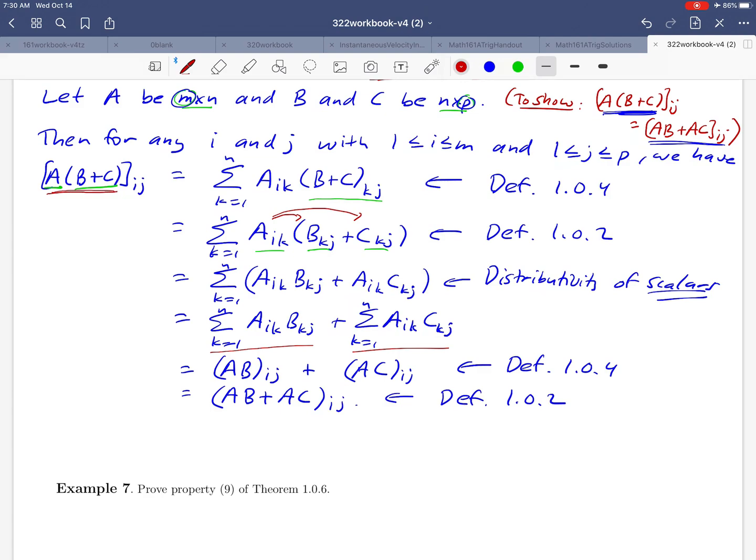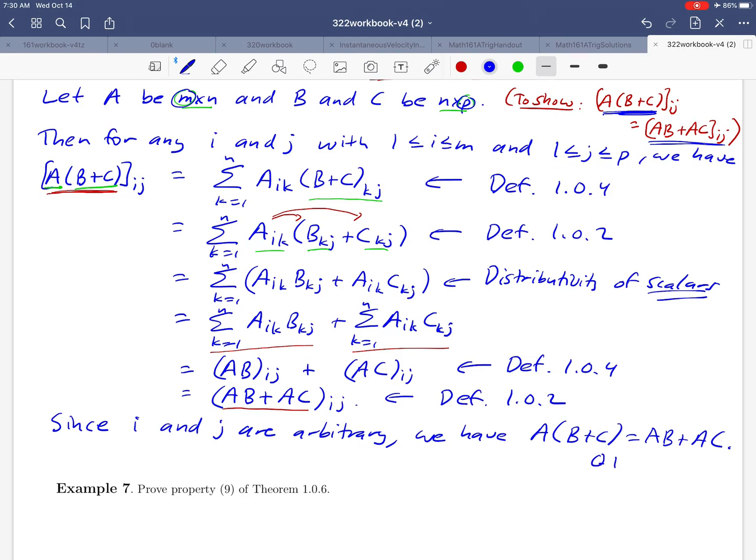We started with an entry in the matrix A times quantity B plus C, and we ended up with an entry in the matrix AB plus AC. We just proved exactly what we wanted to prove. So we can finish by saying, again, since this i and j were arbitrary, we have the entire matrices, A times (B plus C) equals AB plus AC.